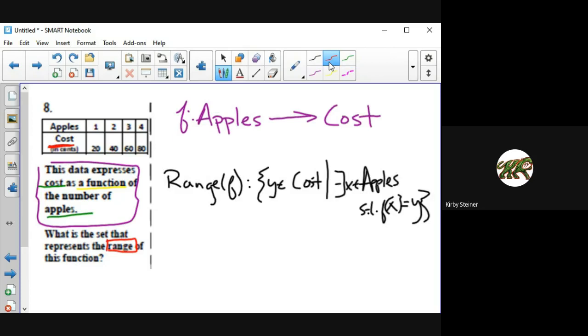So the domain of this function is going to be 1, 2, 3, and 4. Since 1, 2, 3, and 4 are the only number of apples that we've defined this cost function for, our range is not going to be infinite, but just those costs that correspond to the domain. So we have 1 corresponds to 20, 2 to 40, 3 to 60, 4 to 80. So that's going to be our range: the y in cost for which there exists an x in apples such that f of x equals y.